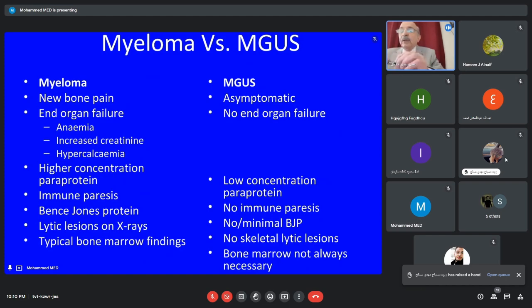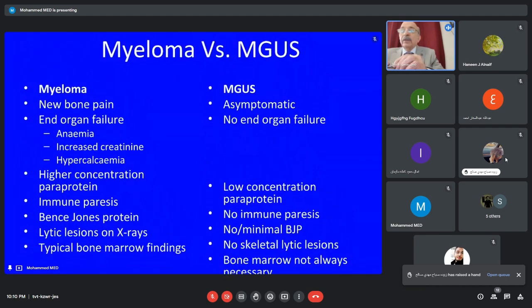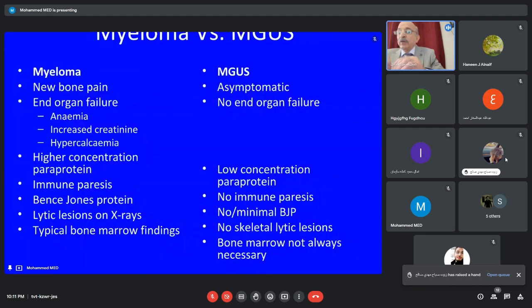In multiple myeloma, you see bone pain and organ failure like anemia, increased creatinine, hypercalcemia, higher concentration of paraproteins, immune paresis. This can cause infection, Bence-Jones protein, lytic lesions on the X-ray, typical bone marrow findings, and I'll show you slides of what I mean by typical bone marrow. Okay, and in the benign condition, none of these are there.